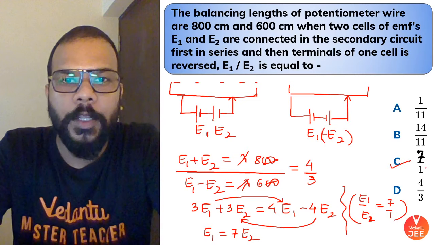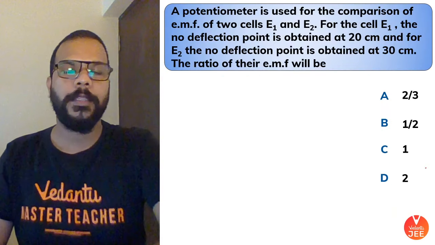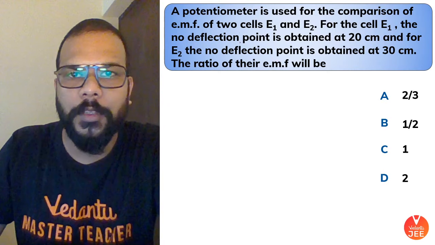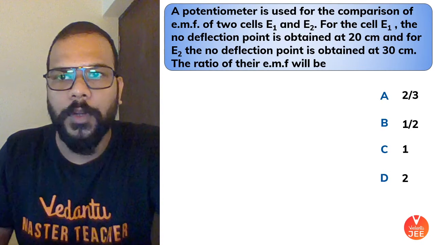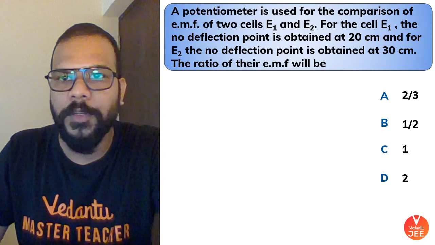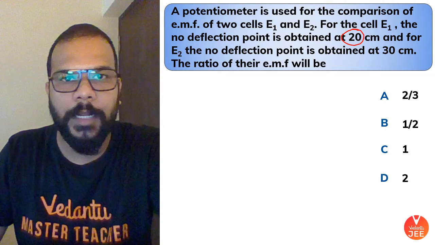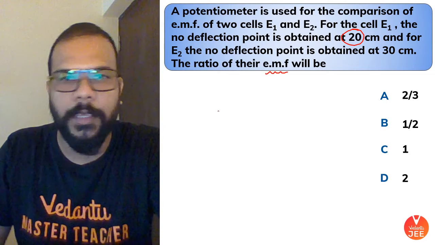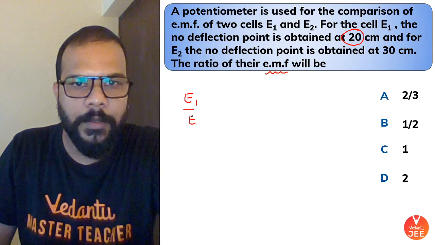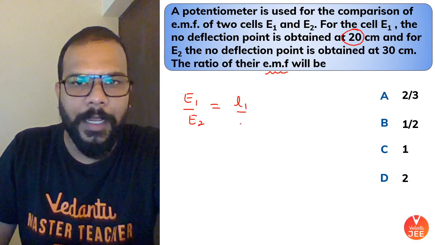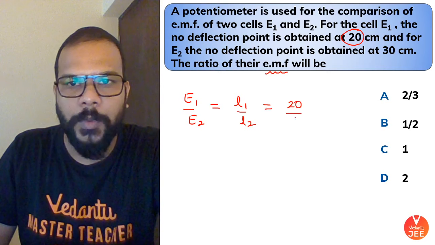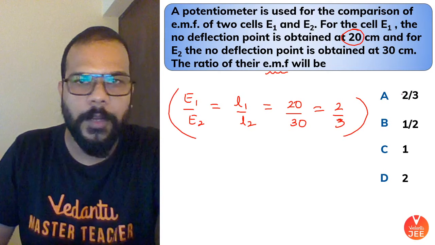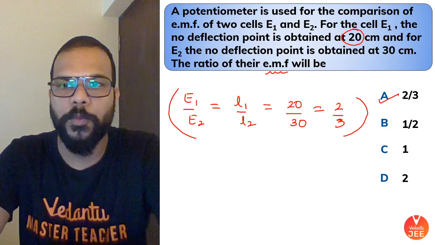Okay guys, awesome. Now this says that the potentiometer is used for the comparison of EMFs of two cells E1 and E2. For the cell E1, the no deflection point is obtained at 20 centimeter and that for E2 it is obtained at 30 centimeter. So very simply we have to just tell the ratio of EMFs. So we can say that E1 by E2 is going to be L1 by L2, which is 20 by 30 or simply 2 by 3. Okay, just for our practice, easy question, answer comes out to be option A.